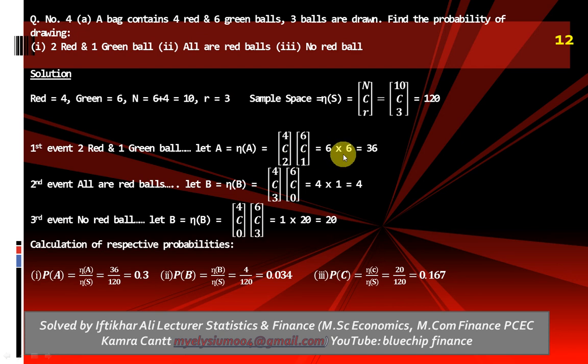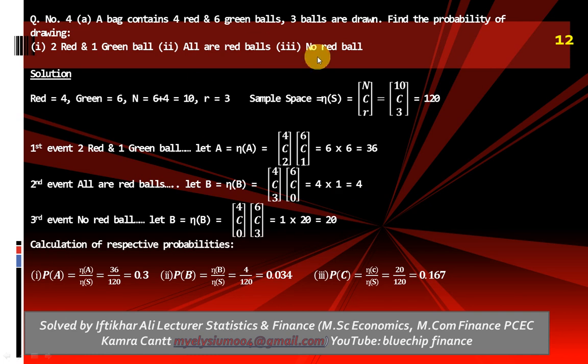So 6 multiplied by 6 equals 36. After that, what is the second part? All are red balls. So place red and place the total of green. And if all red balls, so what are we drawing? We draw 3 balls. So 3 are placed below red balls and there is no ball left. So 0 will be placed below green balls. So 4 multiplied by 1 equals 4.